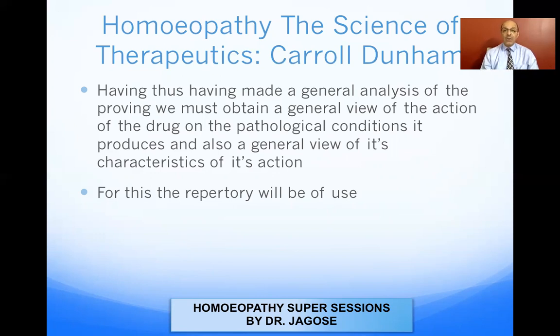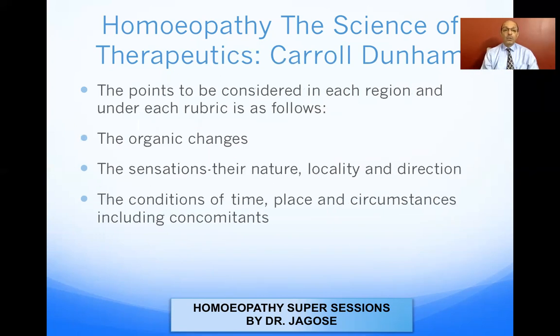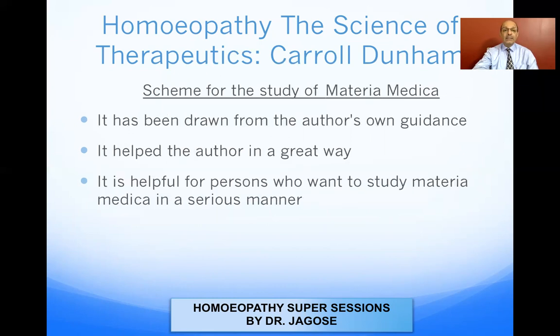Carroll Dunham also says that for this, the repertory will be of use. The points to consider in each region and under each rubric are as follows: the organic changes, the sensation, the nature, locality, and direction, the condition of time, place, and circumstance, including the concomitant. So when you use the repertory, you have to see the organic changes, the sensations, and the condition of time, place, and circumstance, including the concomitant, that is the modalities.